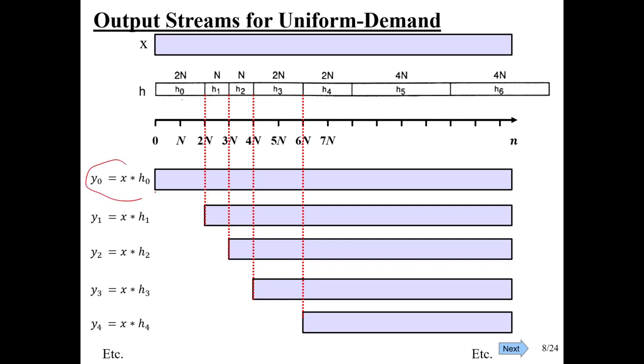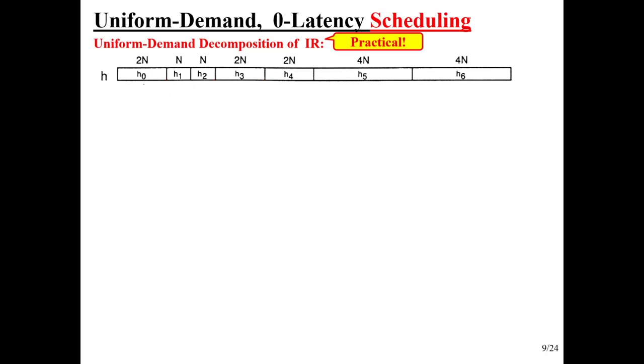So remember, this is done directly, and it starts right away. So the output starts right there because H0 starts right away. But Y1 starts where H1 starts, and Y2 starts where H2 starts, and so on. So I just put this in there so you can always come back and look at this and say, okay, I know where these streams are starting.